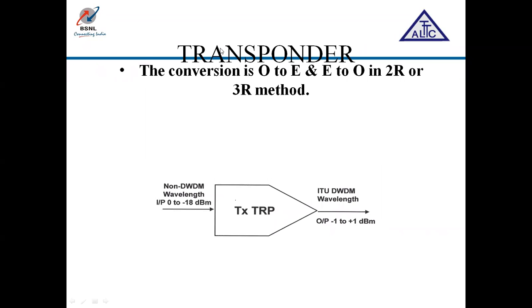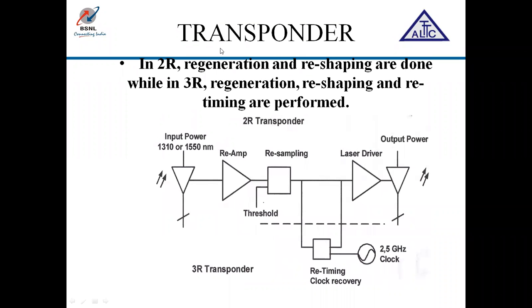This is the block diagram. Conversion: here you see this conversion is O to E, optical to electrical on the transmit side, and on the receive side it is E to O. 2R method or 3R method. In 2R, regeneration and reshaping are done, and in 3R, regeneration, reshaping, and retiming are performed. It is shown in this diagram.